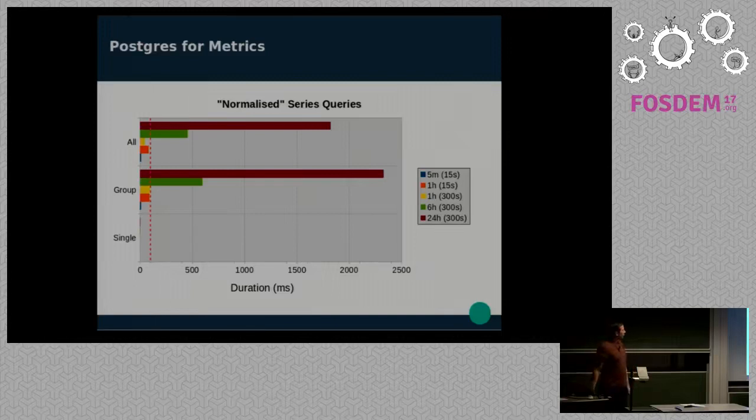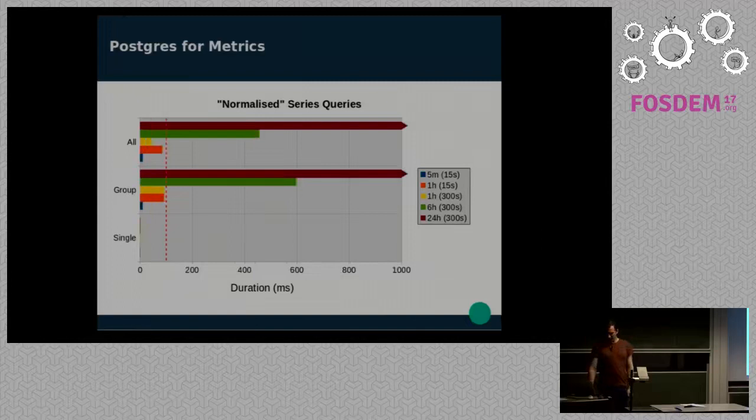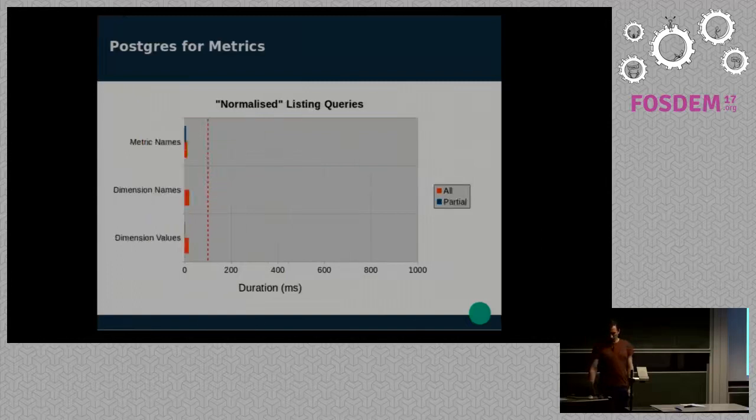Our queries are down to 500 milliseconds for some of them. For the 24-hour query, we're still way over, at 1.5 seconds, 2 seconds. So we need to do a bit more work, actually. The listing queries, however, because we've already normalized all of those lists out, so we've already effectively done that distinct operation, are now well within our requirement.